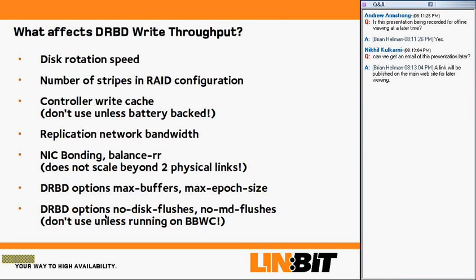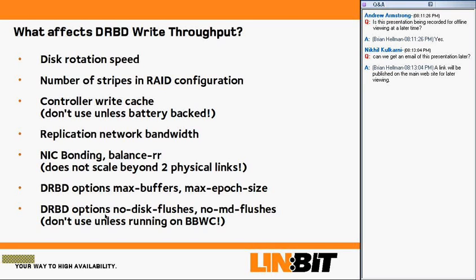So between the disk subsystem and the replication network, the disk is slower, we would then expect DRBD to provide about 5 to 10% less throughput than that disk subsystem. So in that case, we would expect something like 72 to 75 megabytes per second steady throughput.